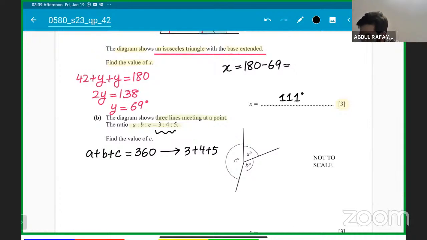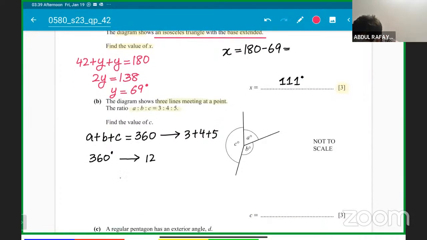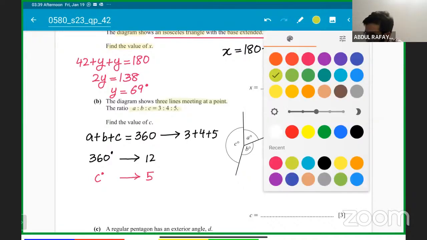The total ratio you will add up. So it will be 3 plus 4 plus 5. So we got it here. 360 degrees is equal to 5 plus 4, 9 plus 3, 12. And eventually, we have to find the C. So C ratio is 5. So we will get the angle for C, okay? Hope everyone is getting it, sir.